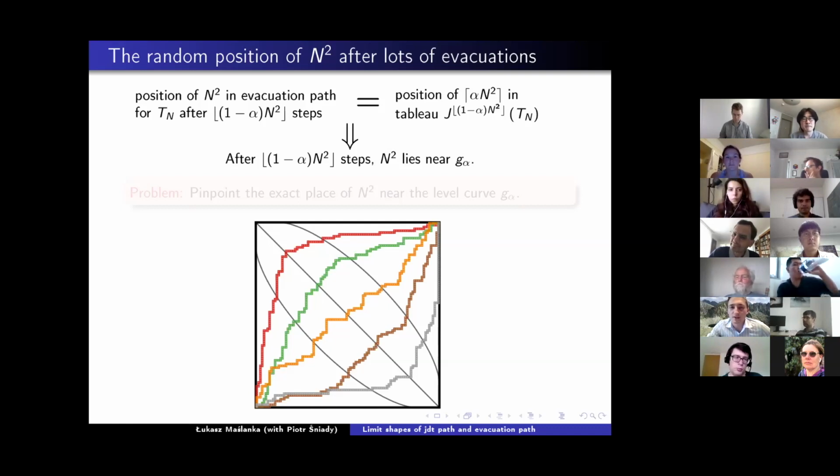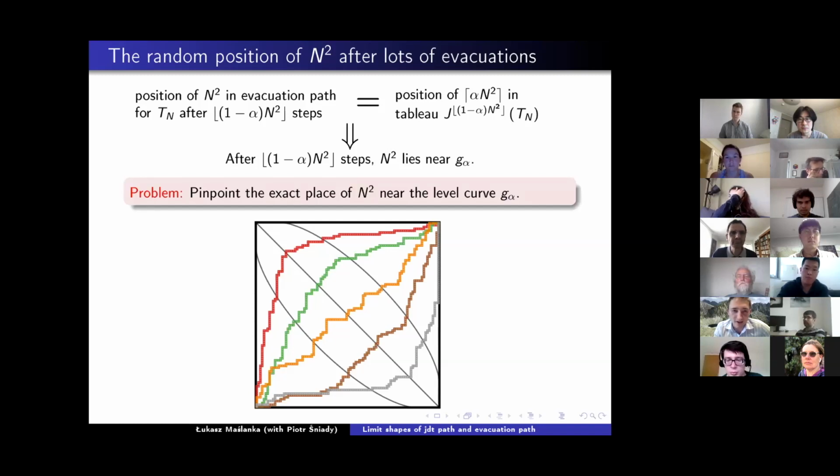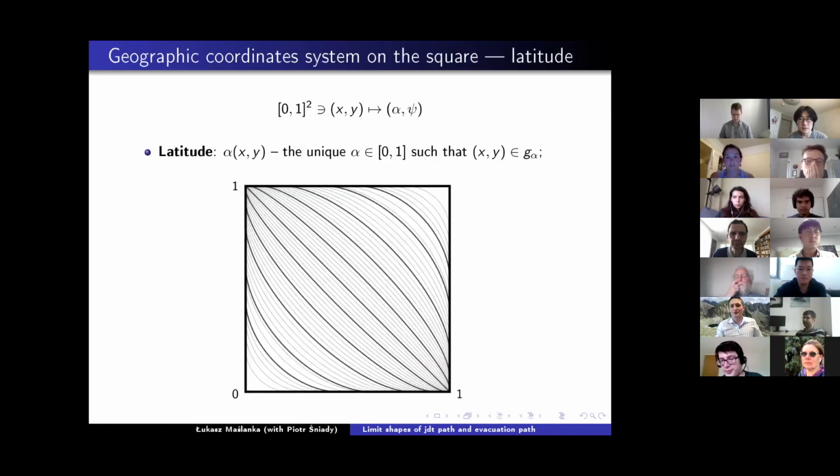This means that if we are looking for the position of the biggest box after removing 1 minus alpha fraction of boxes in our initial tableau, then we know that it lies somewhere near the alpha level curve. Our problem, in fact, is to pinpoint the exact place of this box. And for this, we should introduce some suitable coordinate system, which we call geographic coordinate system on the square.